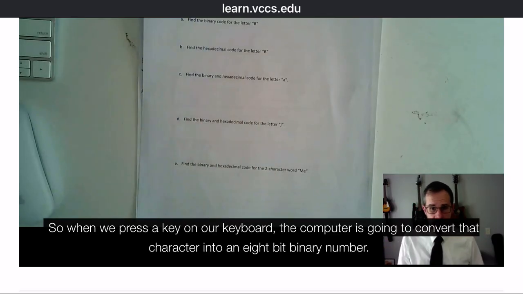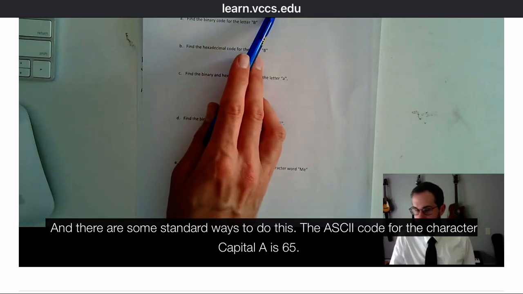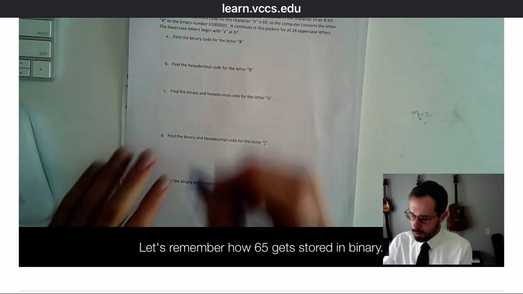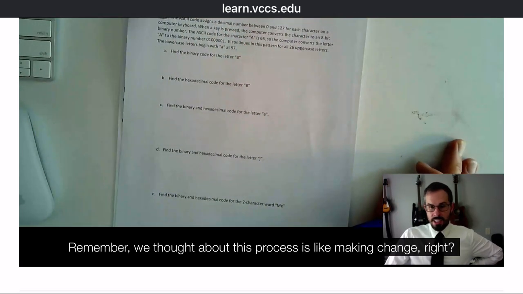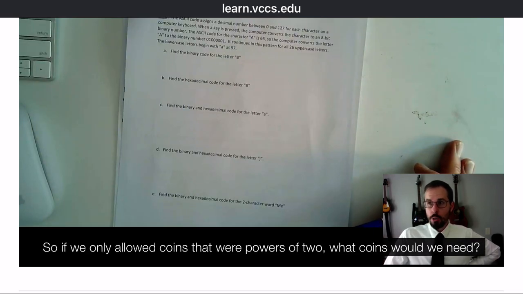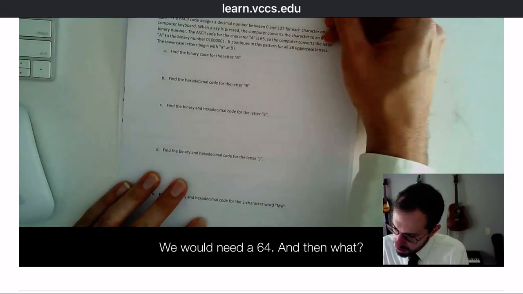So when we press a key on our keyboard, the computer is going to convert that character into an 8-bit binary number. And there are some standard ways to do this. The ASCII code for the character capital A is 65. Let's remember how 65 gets stored in binary. If we wanted to convert that, remember we thought about this process as making change, right? If we only allowed coins that were powers of 2, what coins would we need? We would need a 64 and then 1.